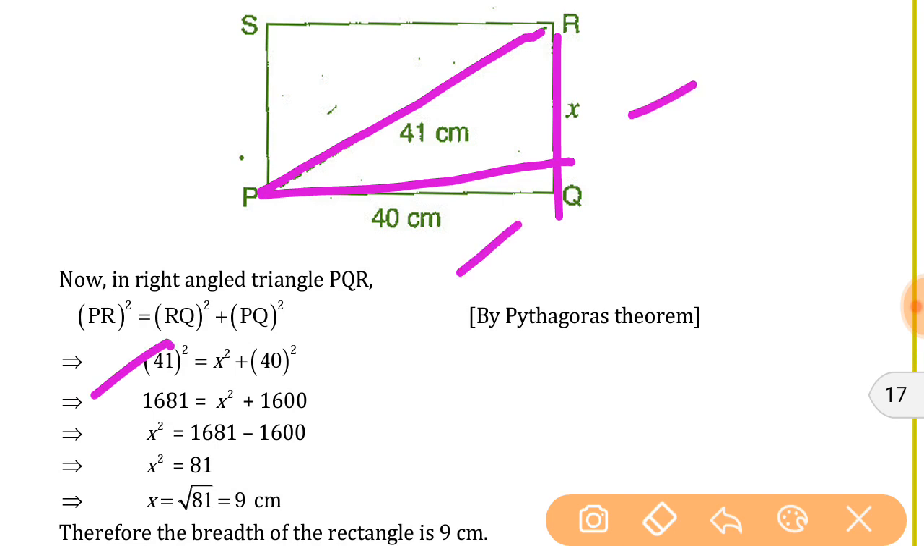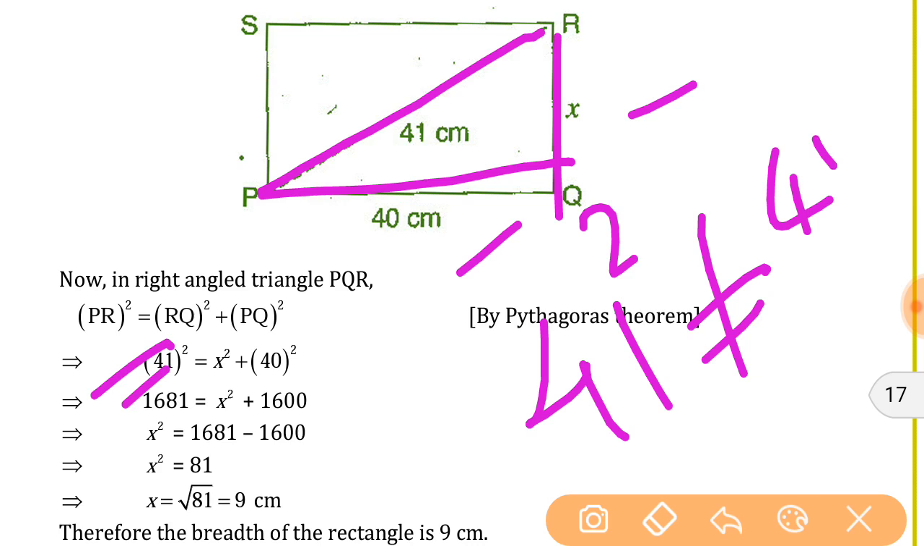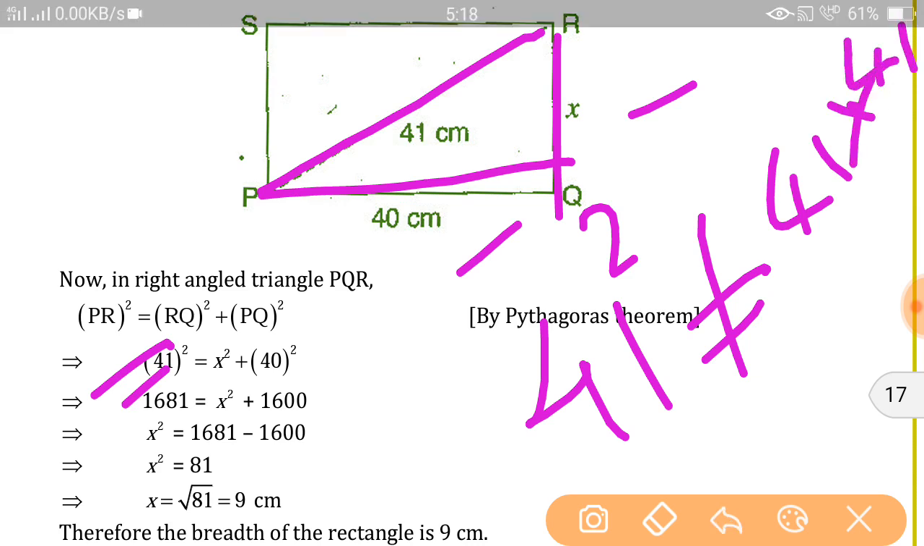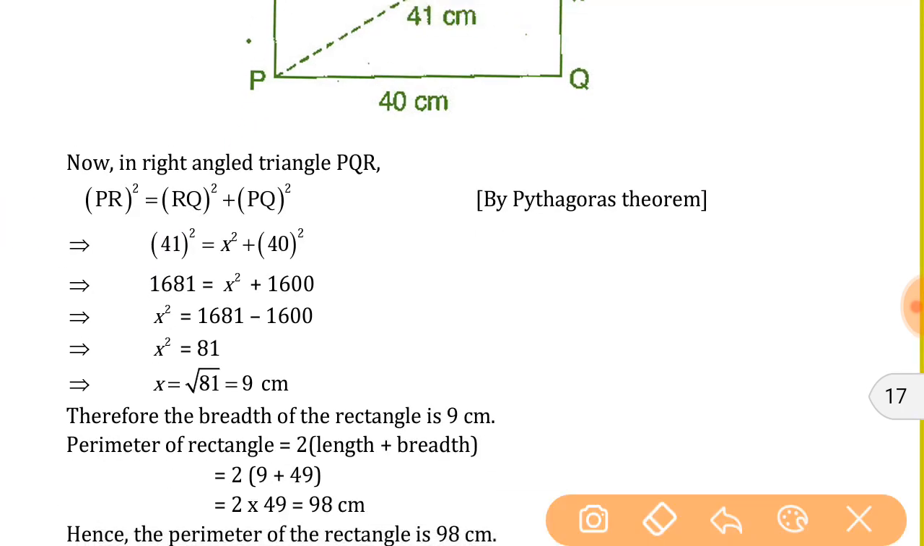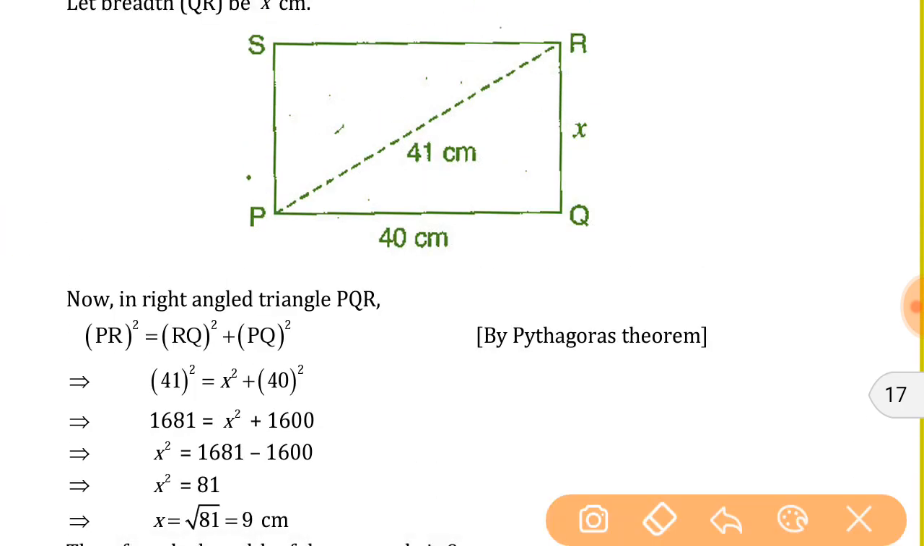41 into 41. See, 41 square is not the same as 41 into 2. Okay, twice we have to, means 41 into 41 it is. Keep it in mind. Then 40 square is 1600. Then subtract it, 81 remains. 81 means 9, 9 nines are 81. So x value is 9 centimeter. Okay, this is 9, this is 9, 40.